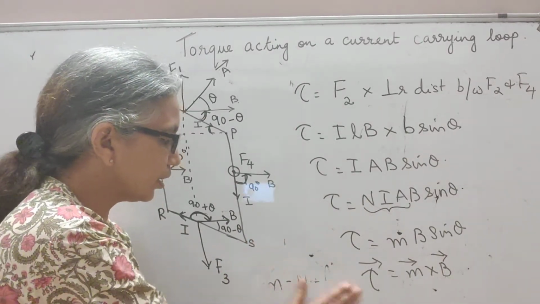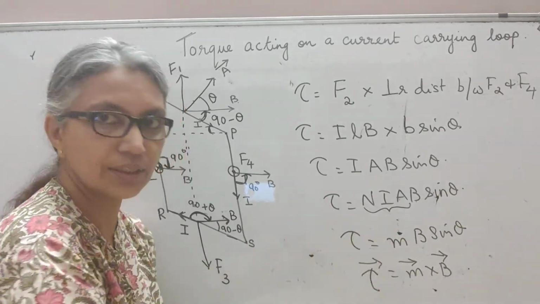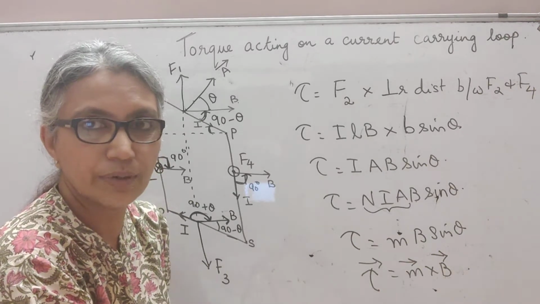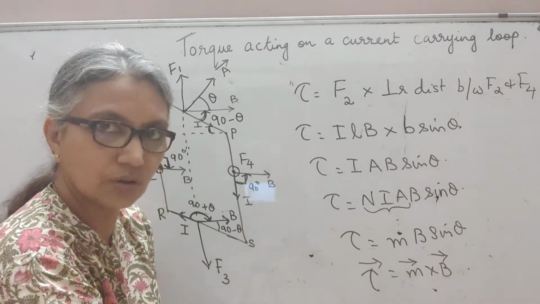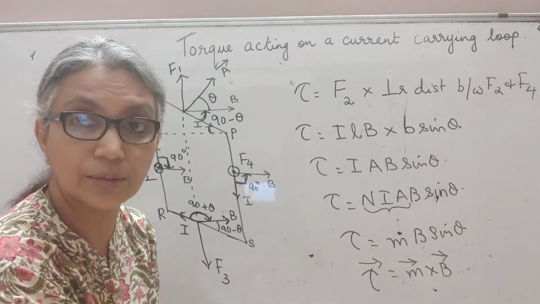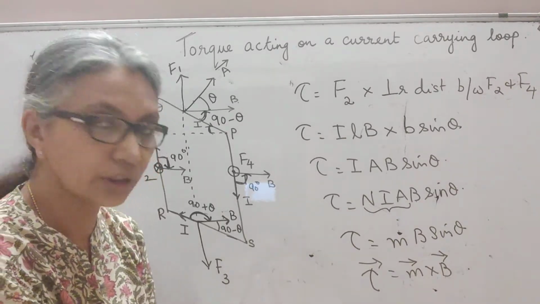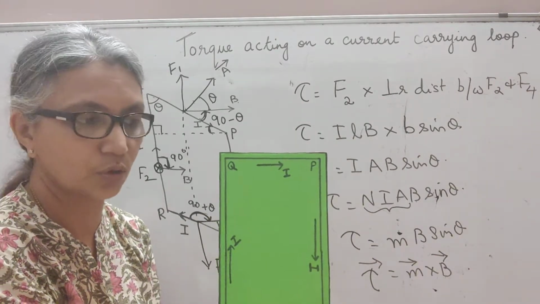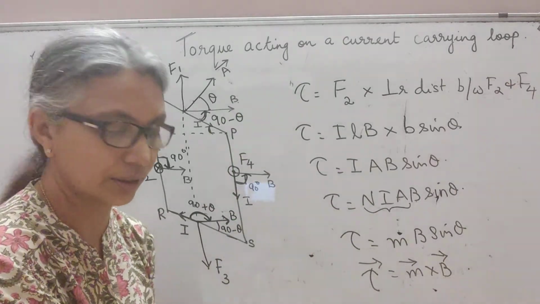Now, because of this, you will see that tau equals M cross B, very similar to tau equals P cross E. So, what is this magnetic dipole in this case? This current carrying coil acts as the magnetic dipole. Why magnetic dipole? Dipole means it has a north pole and a south pole. We already know that this coil which carries current has a north pole and a south pole. It has a magnetic field of its own. So, it will behave as a magnetic dipole.